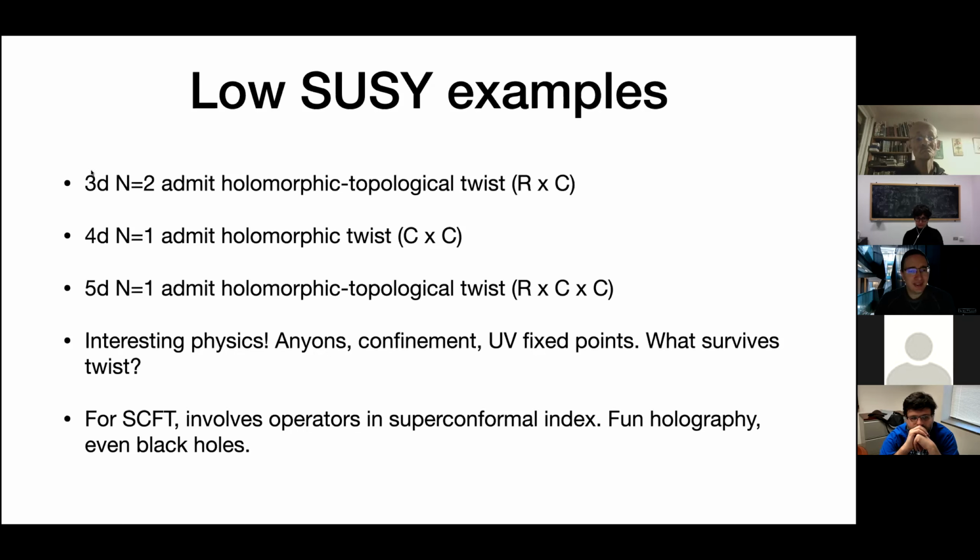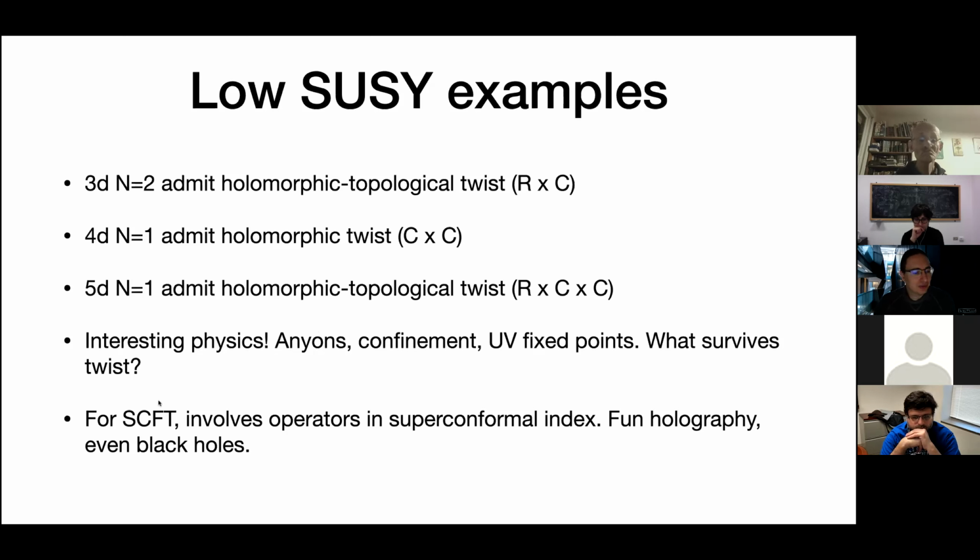And these are theories that have interesting physics. You know, they have anyons, confinement, mysterious UV fixed points. And so I think it's fair to ask how much of this interesting physics survives the twist and is usable in these twisted theories. And how much computability do we have in these twisted theories?